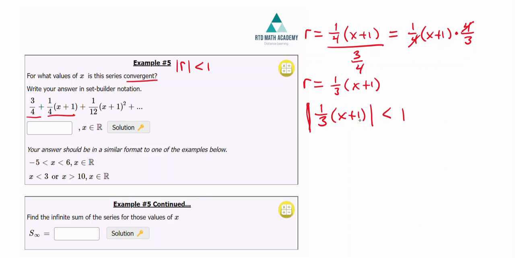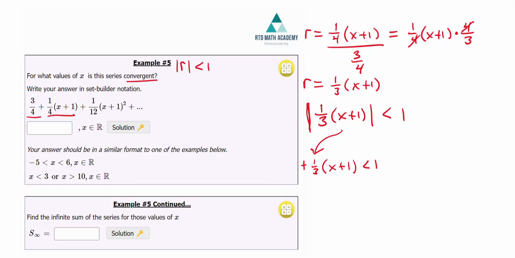There's the positive version, but there's also the negative version. So let's look at both scenarios. I'll do it over here. The positive case would be positive 1 over 3 x plus 1. Where is this less than 1? Now we can just solve this.